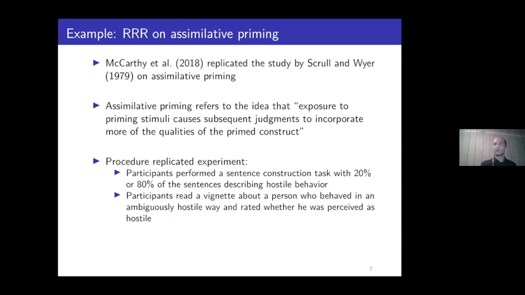I will illustrate these models using an example, a registered replication report by McCarthy and colleagues who replicated a study by Srull and Wyer on assimilative priming. Assimilative priming refers to the idea that exposure to priming stimuli causes subsequent judgments to incorporate more of the qualities of the primed construct. This sounds, at least to me, quite complicated, but I hope it becomes clear if I explain the procedure of the replicated experiment.